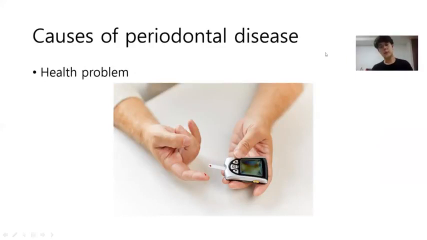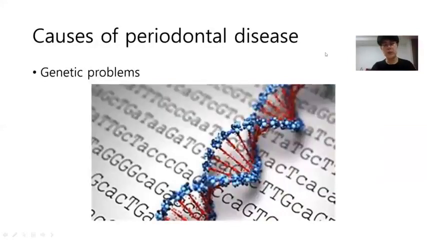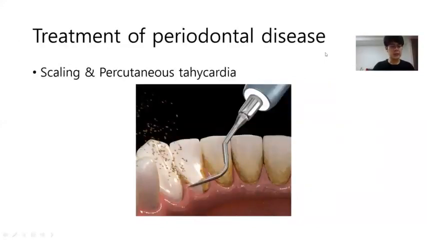So now I'm going to talk about the treatment of periodontal disease. Treatment of periodontal disease, we have to focus on the main reason of periodontal disease. Periodontal disease is mainly caused by bacteria, so we have to remove the causes, and it is the most important thing. Since plaque contains a lot of germs, it is most important to remove the plaque away from the teeth.